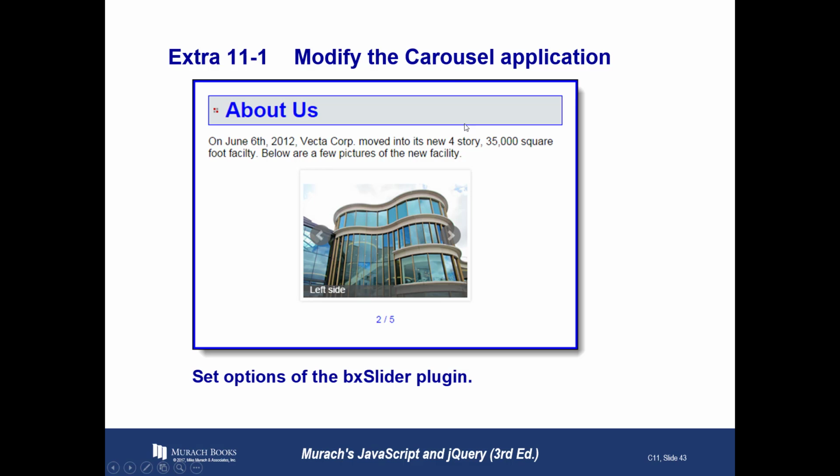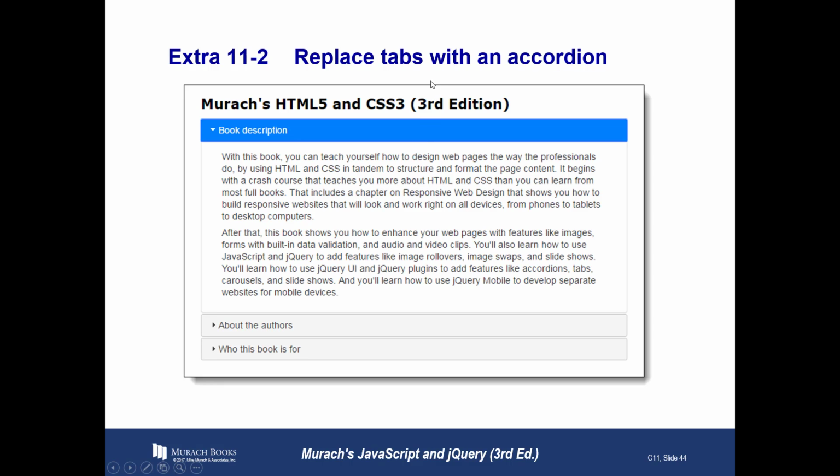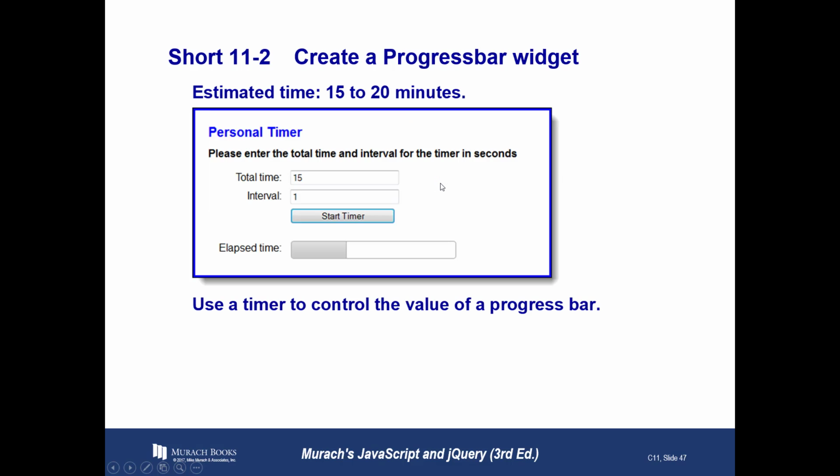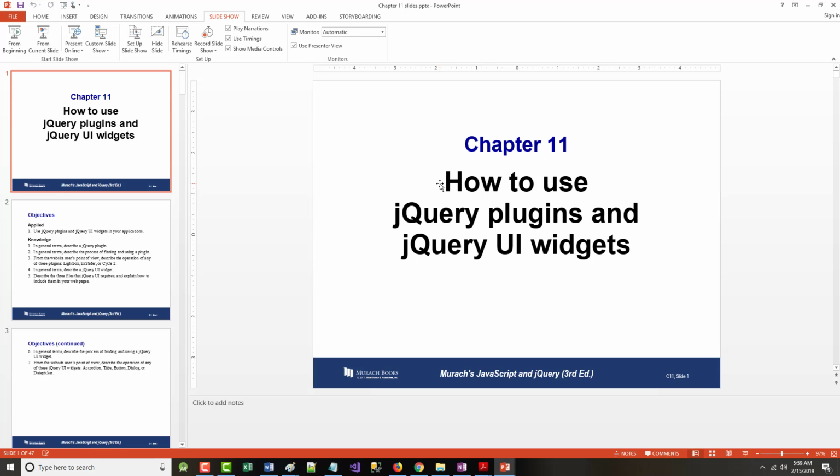There's an exercise in the book that they have you modify a carousel app, replace tabs with an accordion, use widgets in a form. Okay? All right. So that's it. We have polished off another chapter. When I come back, it'll be time for Chapter 12.